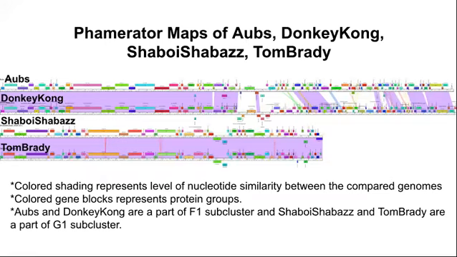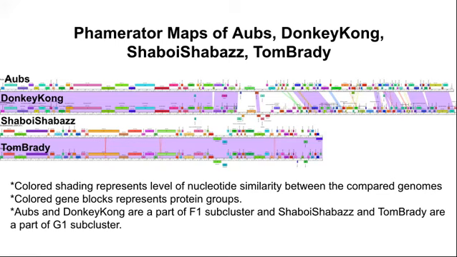Famarator maps were examined for a genome-wide view of nucleotide and protein sequence similarities and differences. Shown here are the Famarator maps for each of the phages: Aubs, Donkey Kong, ShaboiShabazz, and Tom Brady. Some key notes when looking to analyze these maps: the colored shading represents levels of nucleotide similarity between the compared genomes. The colored gene blocks represent protein groups.